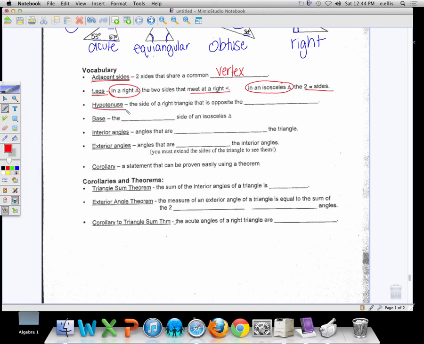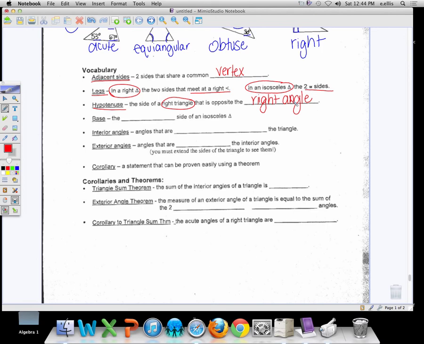The hypotenuse is the side of a right triangle that is opposite the right angle. Okay, so that's opposite the right angle.